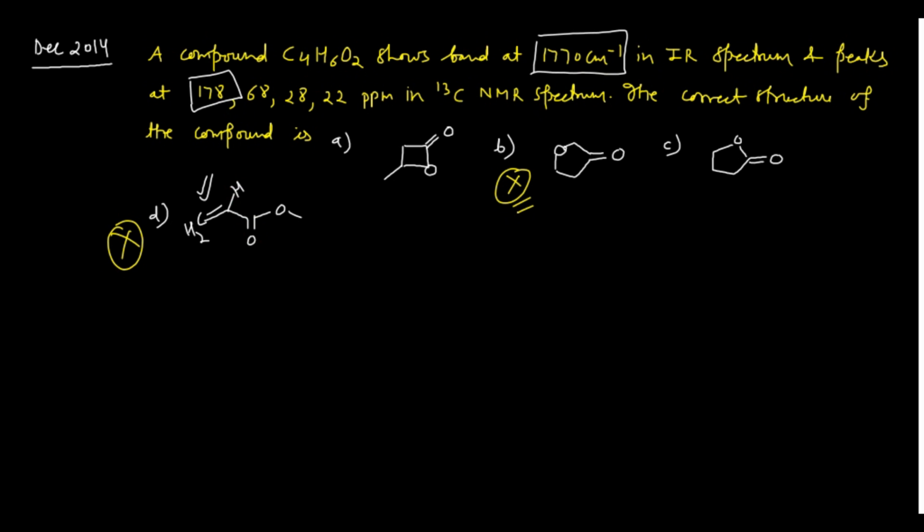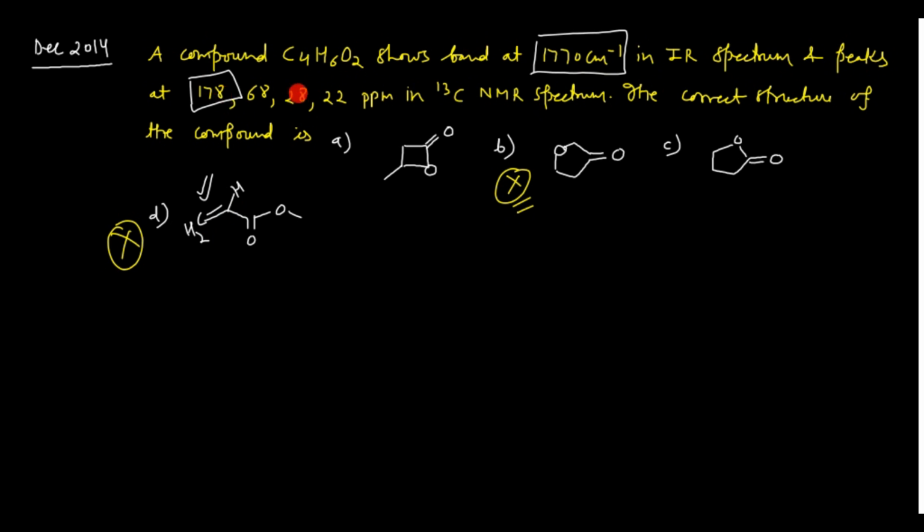And this carbon will also have a different chemical shift. Why? This should be downfield because it is connected with the ester, and this should be upfield. That means the two carbons must have a significant difference in chemical shift. But if you check the data here, 178 is fine for the carbonyl, right?